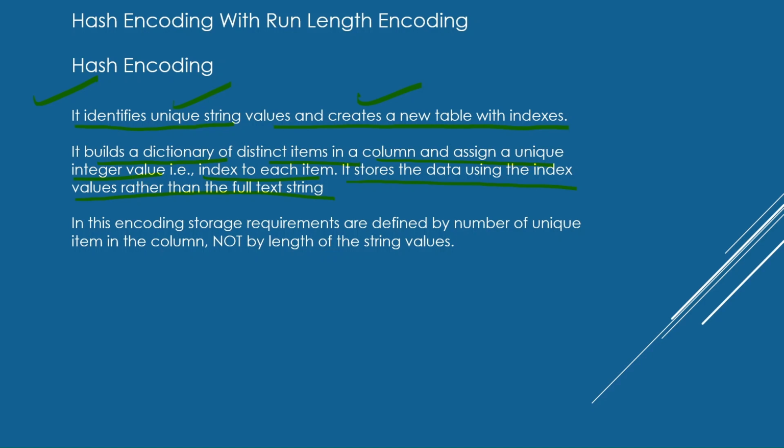So when it stores at the backend in Power BI, instead of the full text string, it will store with the help of an index number. In this encoding, requirements are defined by the number of unique items in the column, not by the length of the value. So how will the encoding requirement be identified? It will identify the number of unique items present in the column. The length of the string will not be considered.